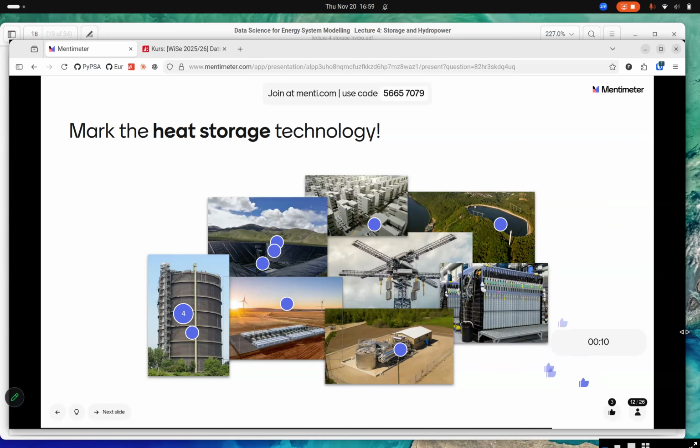And I can tell you so far that the majority is wrong. Okay, good. So there's actually 2 heat storage technologies in there.